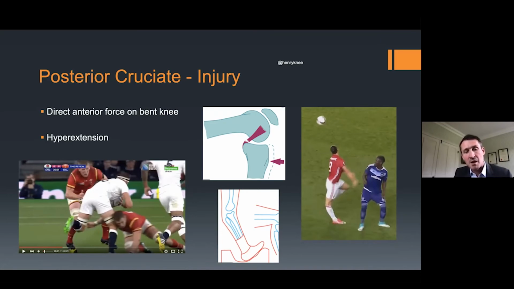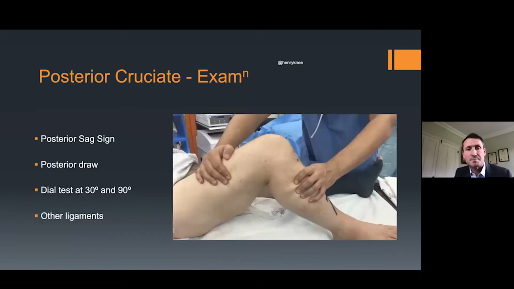But then the second mechanism is a very famous footballer on the right, Zlatan Ibrahimovic, and this picture of him hyperextending his knee was how he tore his posterior cruciate ligament. And that is what we see as the other main mechanism of injury.